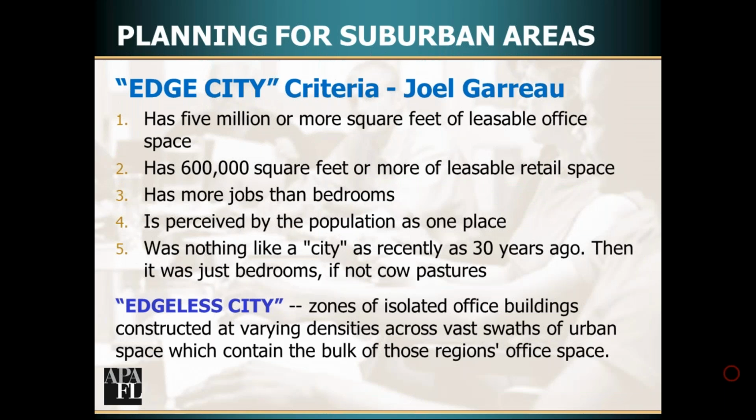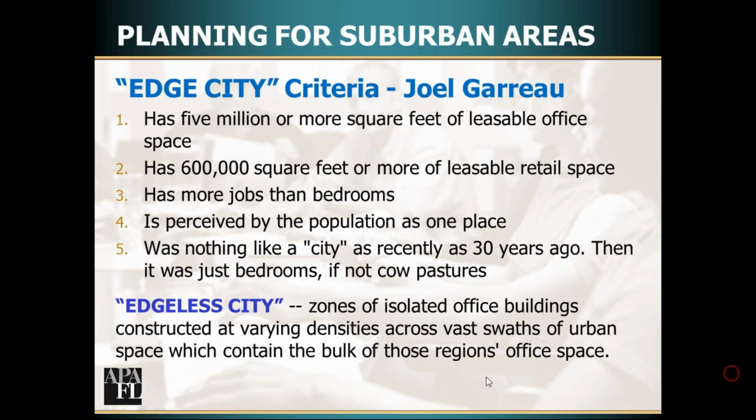Edge city, since we mentioned what are Joel Garreau's criteria, this has come up on the exam. They had 5 million or more square feet of leasable space. They had 600,000 square feet of leasable retail, more jobs than bedrooms, perceived by a population as one place, like Tyson's Corner. Was nothing like a city as recent as 30 years ago. Then it was just bedrooms and cow pastures. In the edgeless city, these are zones of isolated office buildings constructed at very low density across large swaths of urban space, which contain the bulk of that region's office space.